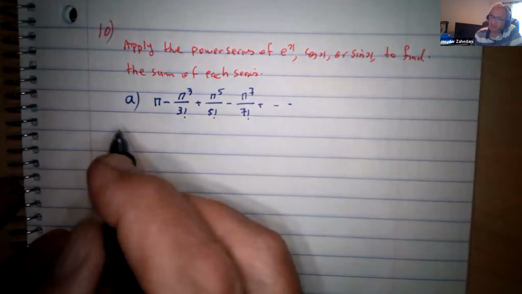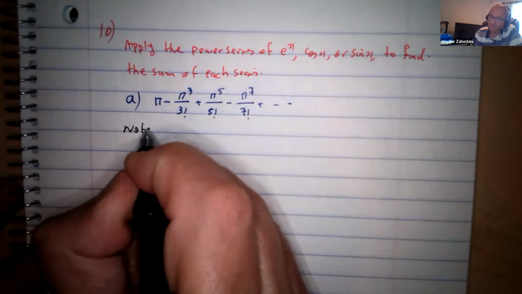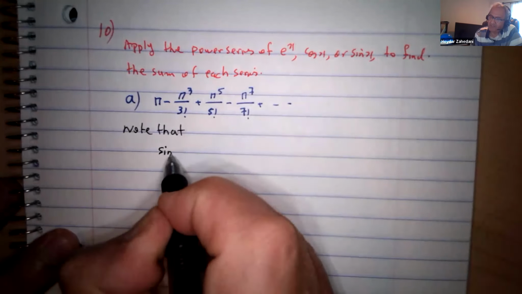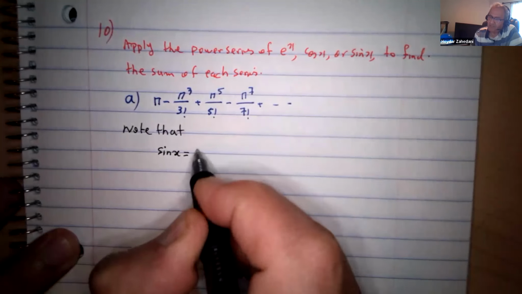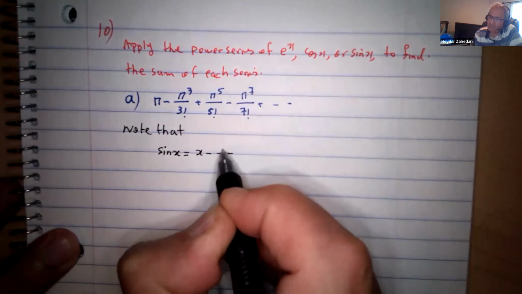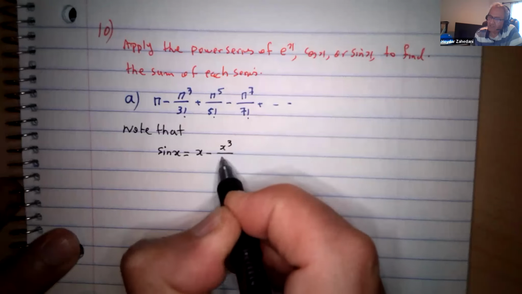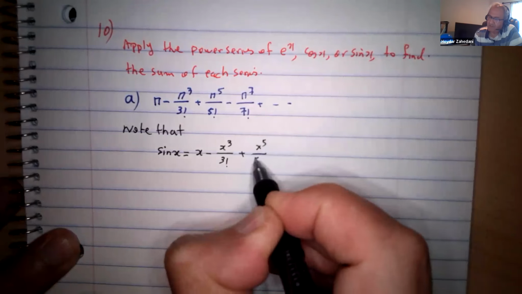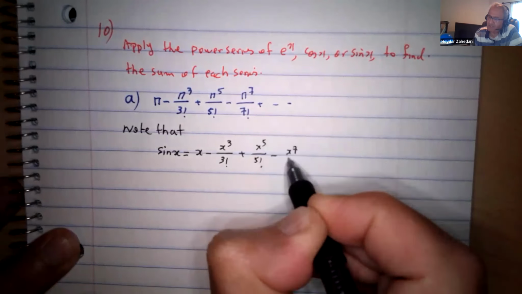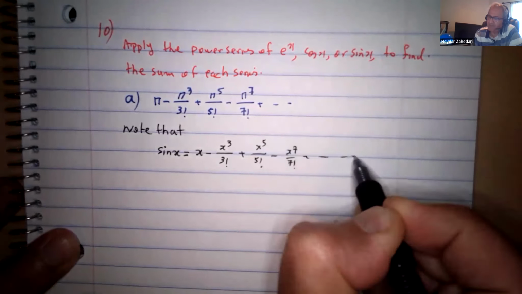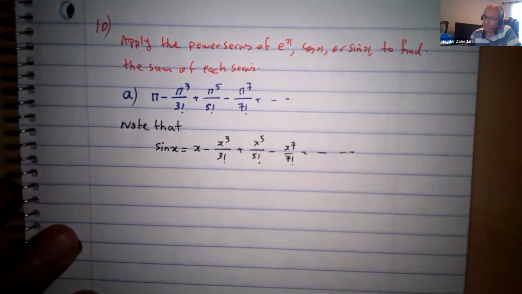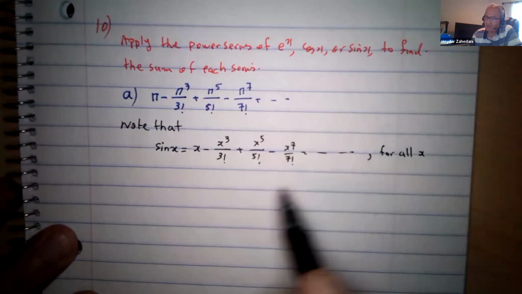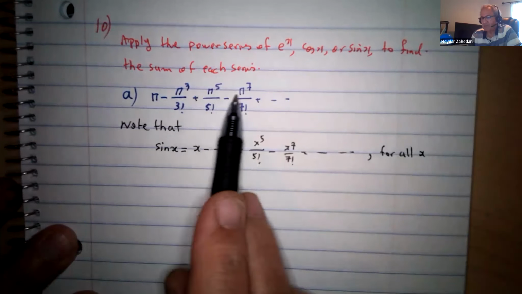So since it's odd, you are going to say, note that in the case of sine x, you have x minus x to the third over 3 factorial plus x to the fifth over 5 factorial minus x to the 7th over 7 factorial, etc. And you know that this is true for all x. So replace x by a number that gives you this series.